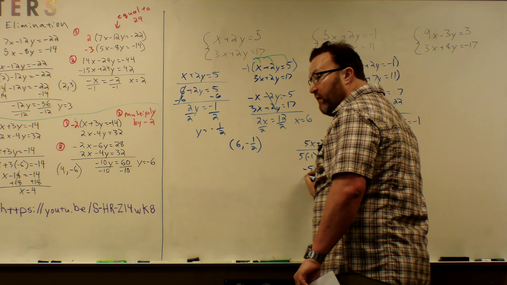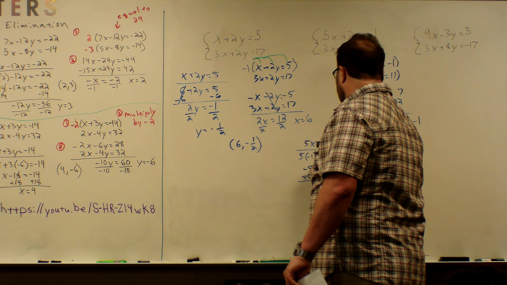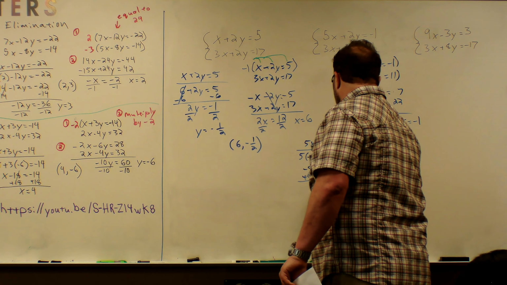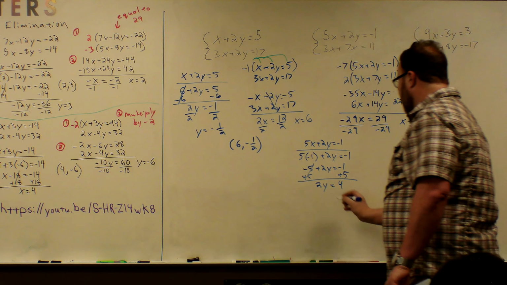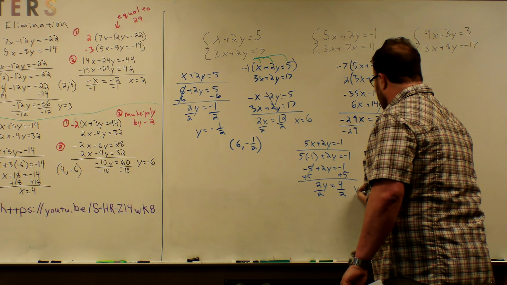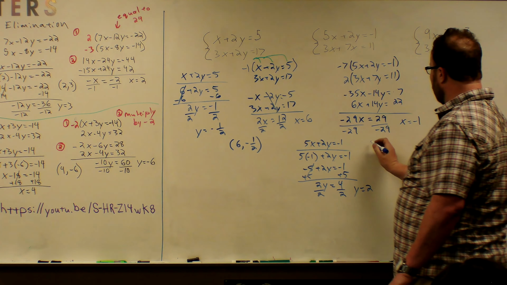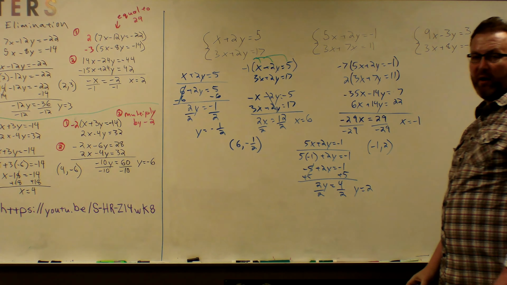She's going to do the inverse operation. She's going to add 5 to both sides. She's going to cancel this out, and she's going to get 2y equals 4. Then she's going to divide by 2. Y equals 2. So then she's going to state her ordered pair, negative 1 and 2. We're done with that one, aren't we?